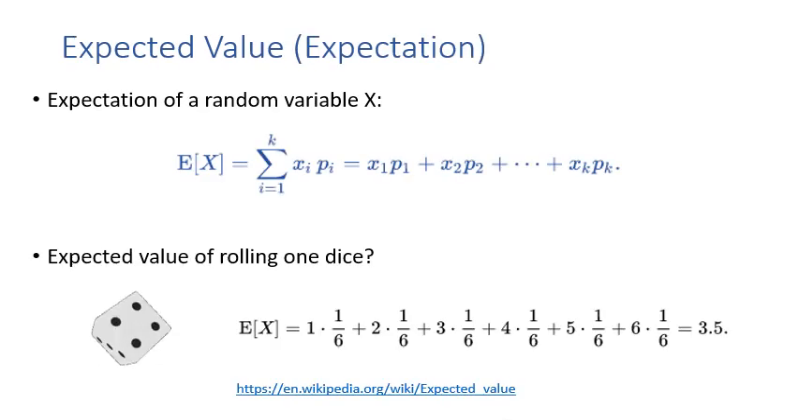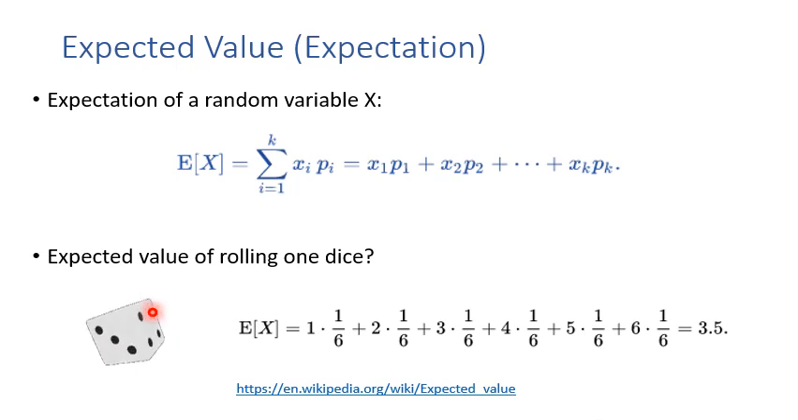Now let's talk about expected value, also known as expectation. The expectation of a random variable X, the formula is here. It's actually a weighted sum of the outputs and their occurrence probabilities. So the expectation is the possible outcome of a random process multiplied by its occurrence probability, and then we sum all the products together. That's the expected value of this random process.